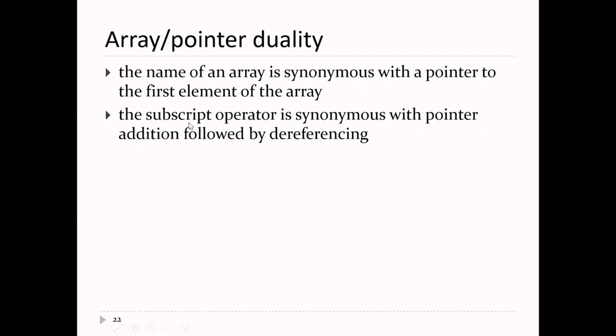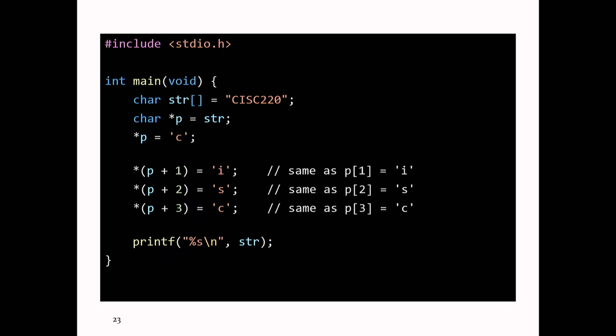Now what about subscripting? When I write str square bracket 0 or str square bracket 1, that's exactly the same as pointer addition followed by dereferencing. So what do I mean by that? Here's my array str. It's just a string, in this case the string CISC220.